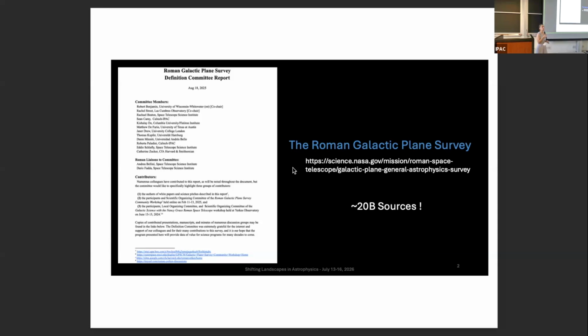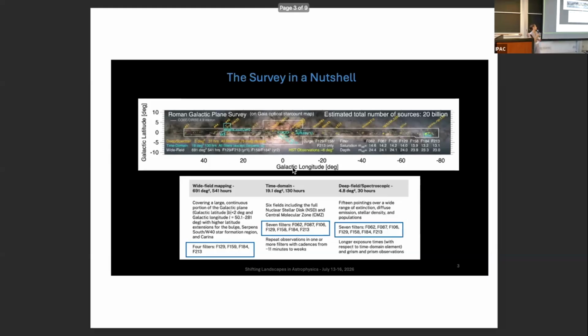I'm going to start immediately by saying that this is going to be a great survey, producing at least 20 billion sources, although the estimate is very uncertain because all our stellar population synthesis models are not really exact, especially towards the bulge, but also in other regions of the galaxy. So this number is, to be honest, a little bit hand-waving. But there will be many, many sources coming out from this program.